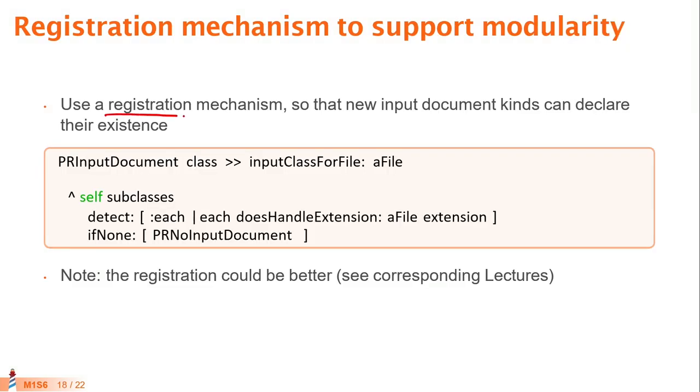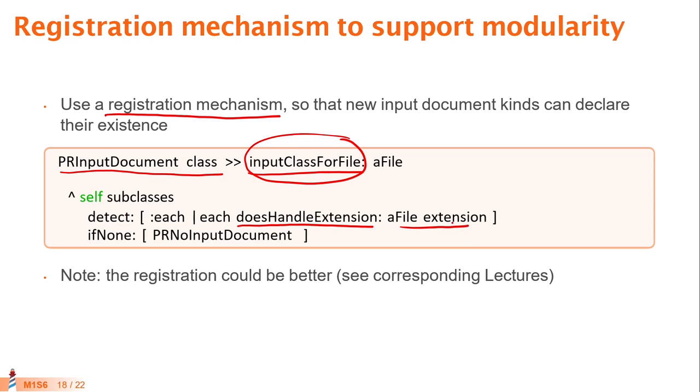We use a registration mechanism so that every new input document kind can declare its existence. We define on the Pillar input document class an input class for a file. And these methods, based on the extension, you see, this is where you see the handle. We could say, okay, in all the subclasses of the input document, is there one that will manage the extension of this file? And here we have a null object that we will see in a future lecture.